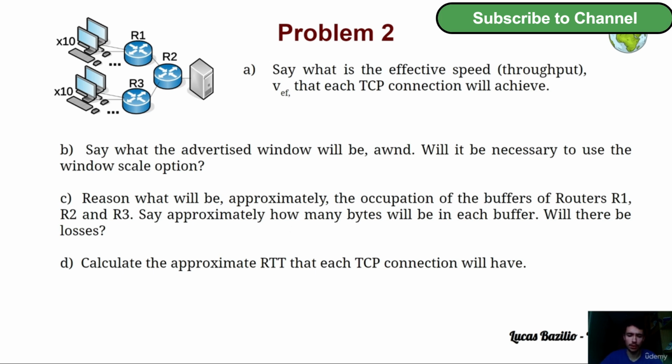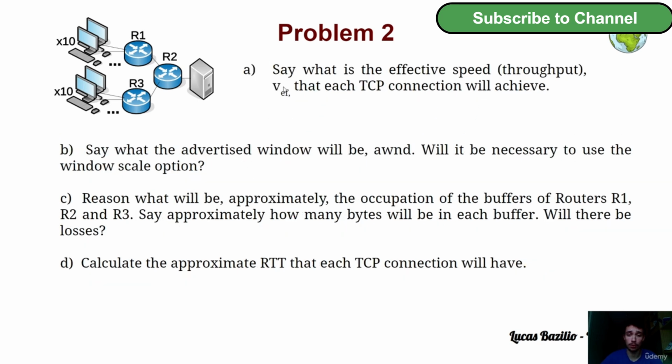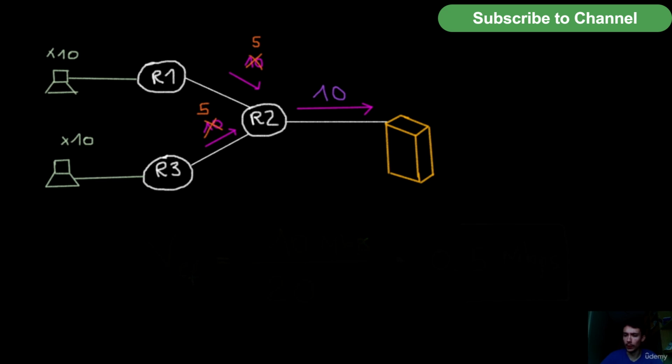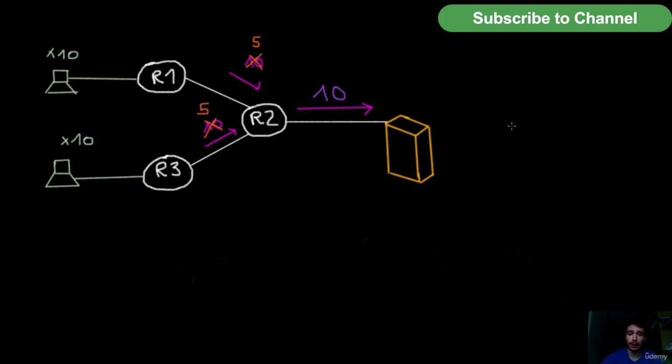So this is a question that comes with many considerations that we need to take into account. Remember that we already introduced this problem, and we saw in questions A and B that we had this configuration. Now, to justify the occupation of the buffers of these routers, remember that on router R1 we are transmitting a total of 5 megabits per second, and here also 5 megabits per second.